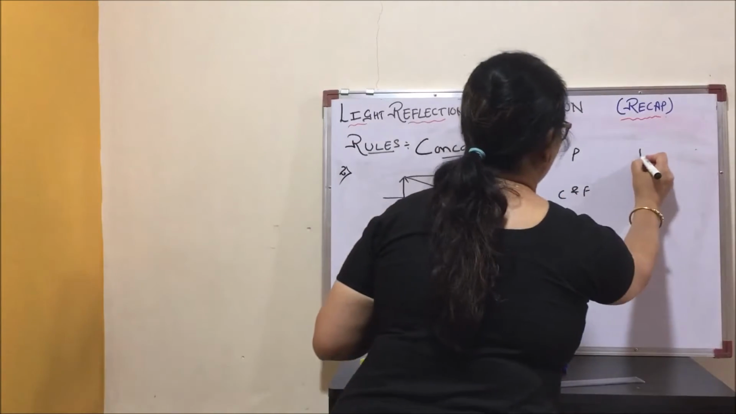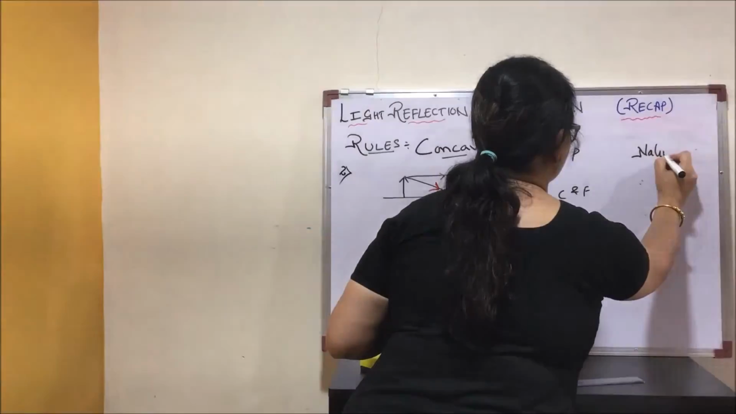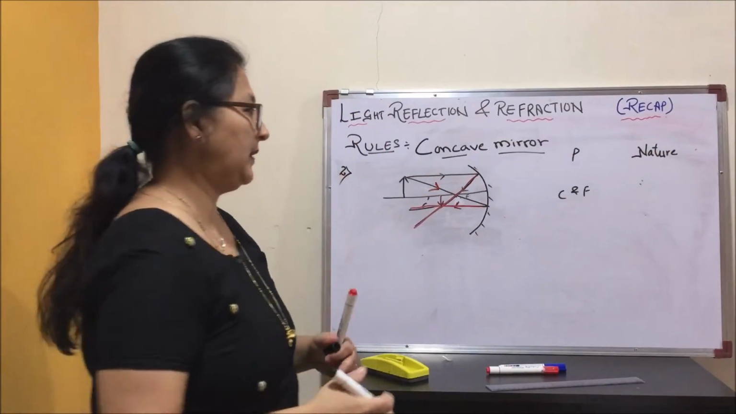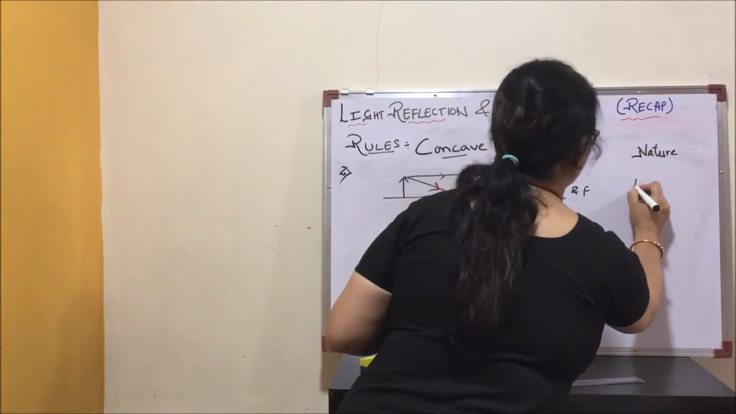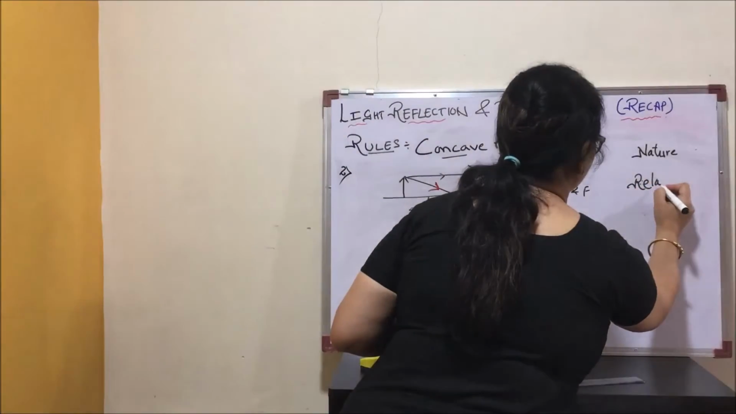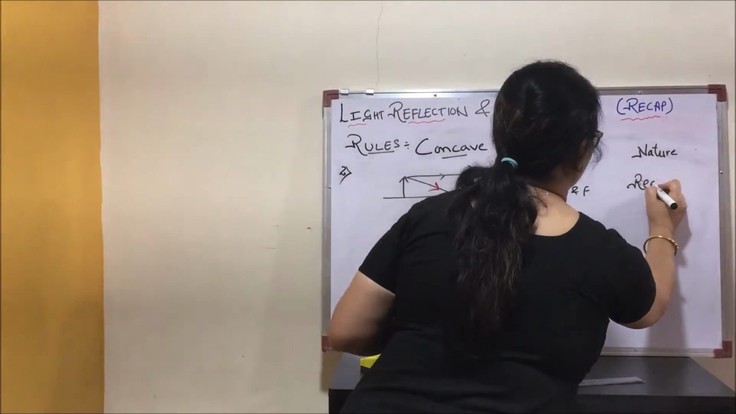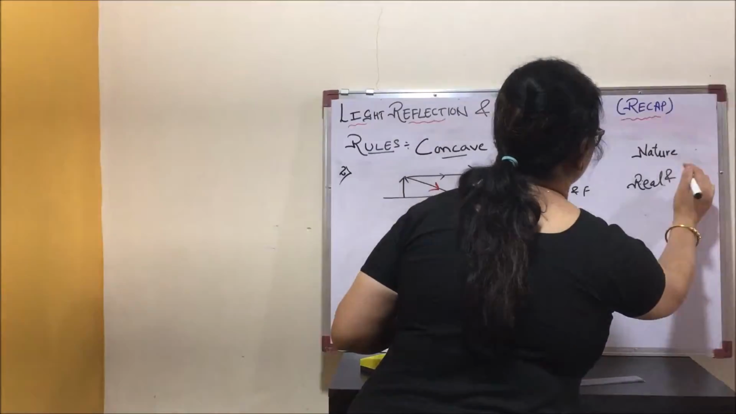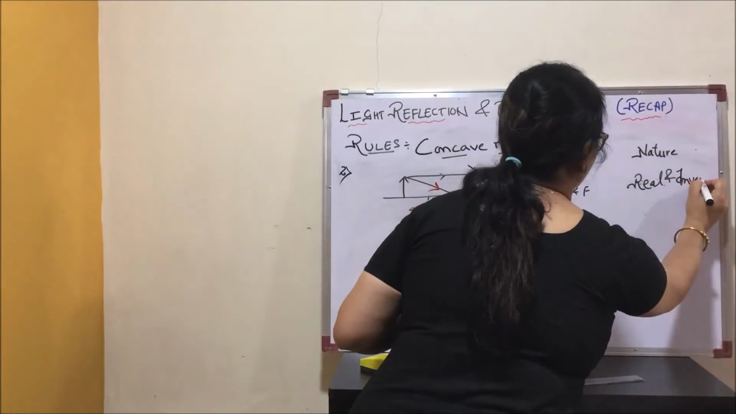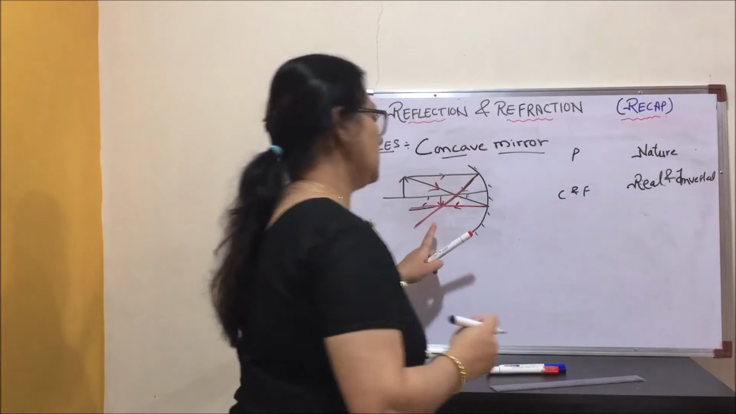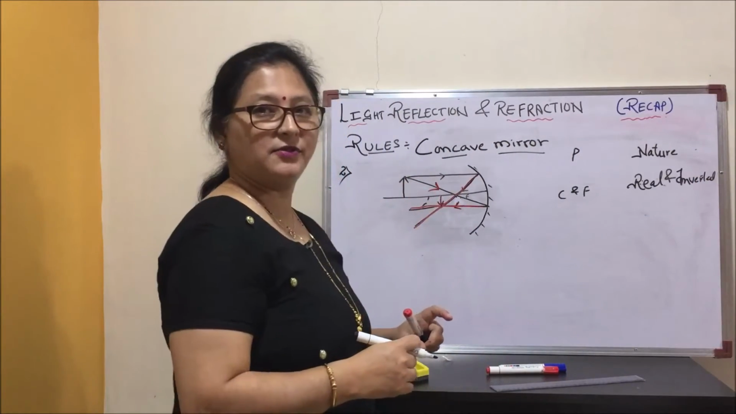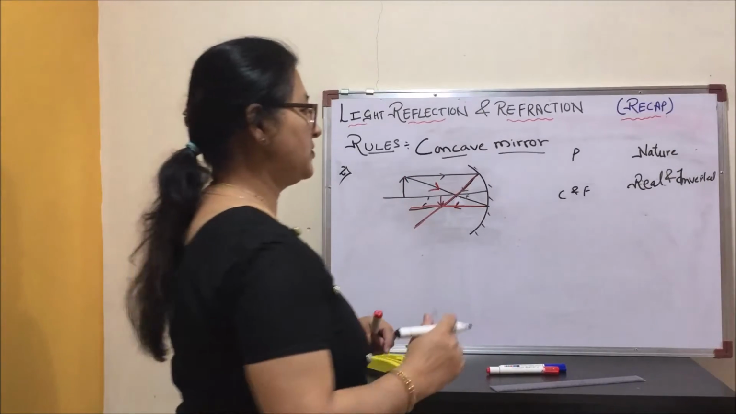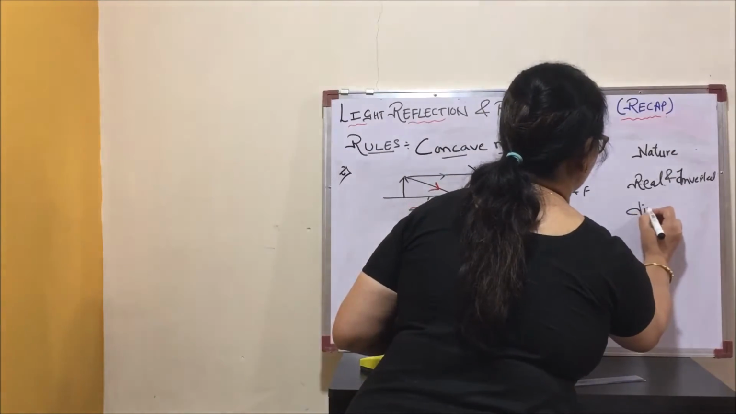And what about the nature of the image? Because these rays are converging, they are meeting in reality, so a real image is formed. Real, and how about inverted? Real and inverted image is formed. And what about the size of the image? It is diminished. It is smaller than the size of the object. So you can write diminished.